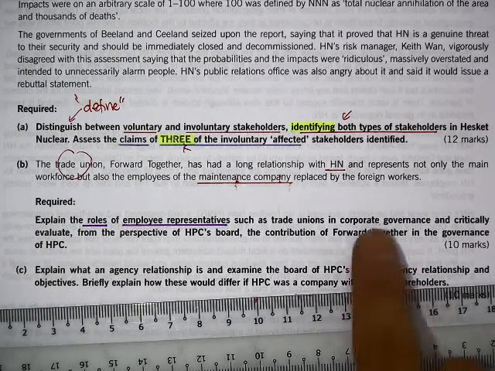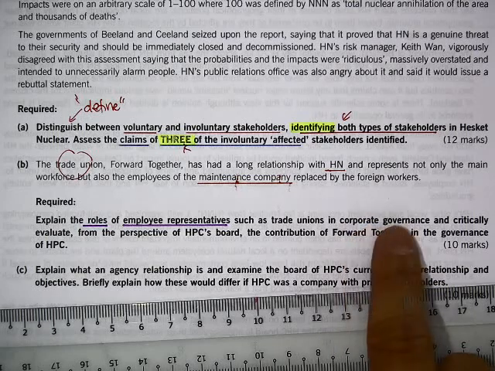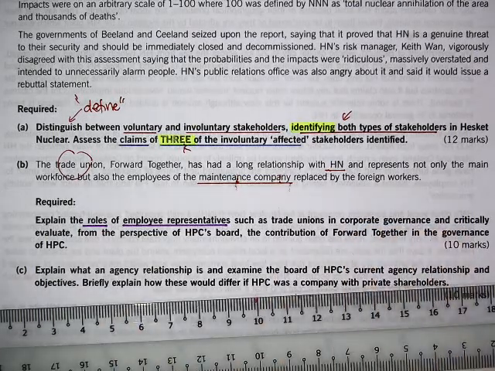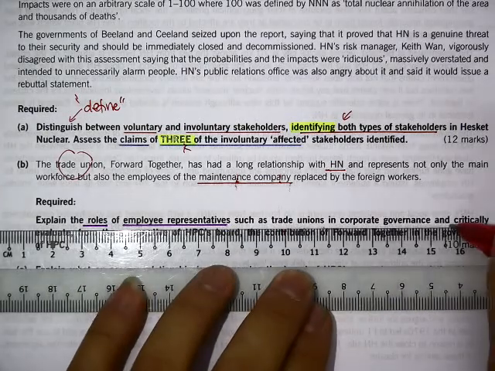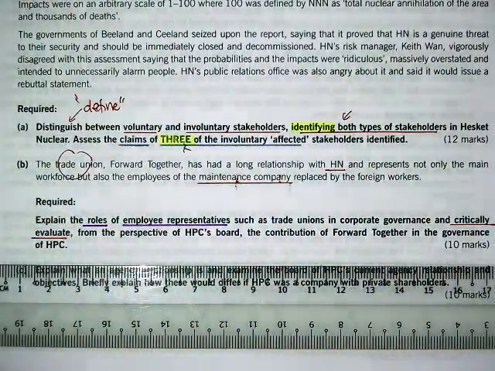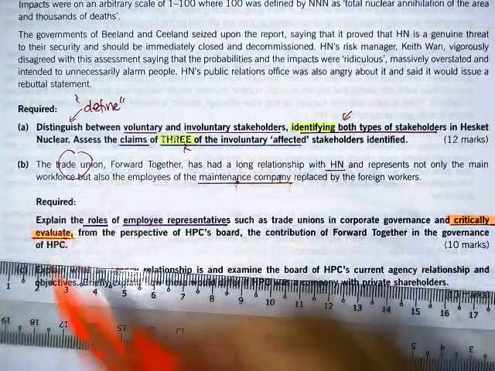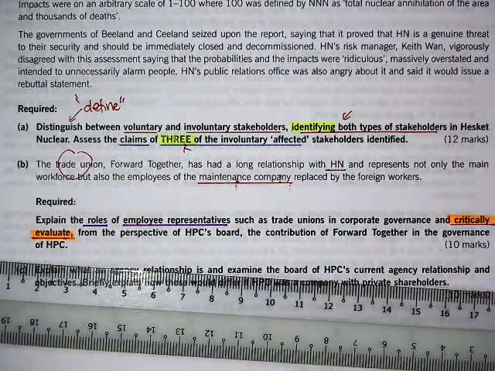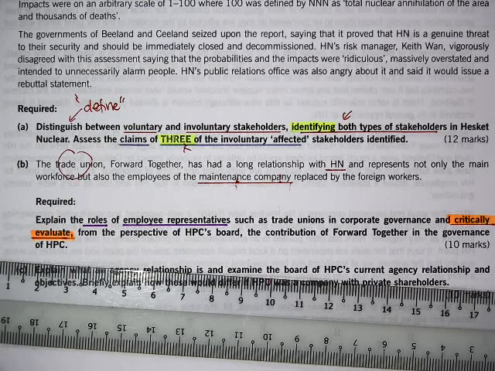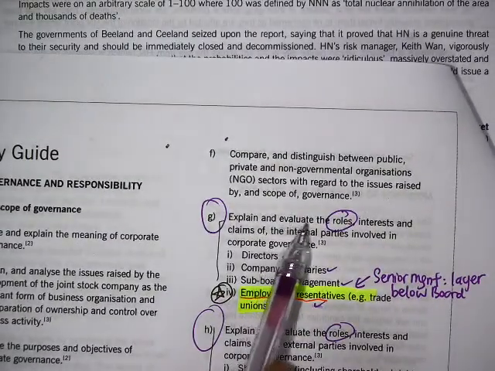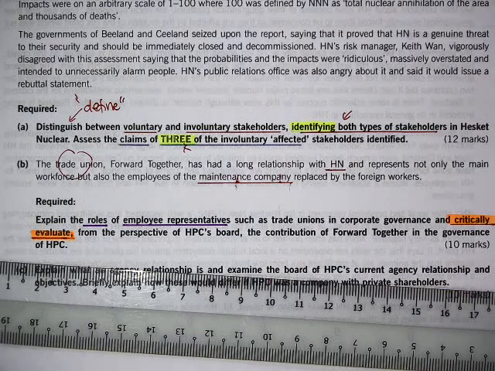Now part B: the trade union Forward Together has had a long relationship with HN, which is Hesketh Nuclear, and represents not only the main workforce, but also the employees of the maintenance company replaced by the foreign workers. We don't know what they mean by this until we read the question. What maintenance company? At HN, there's a trade union called Forward Together. Now, explain the role of the trade union.